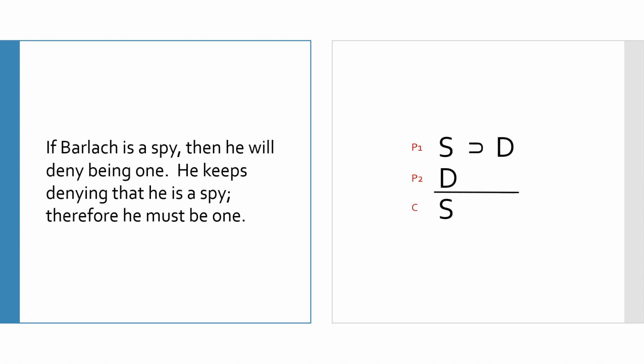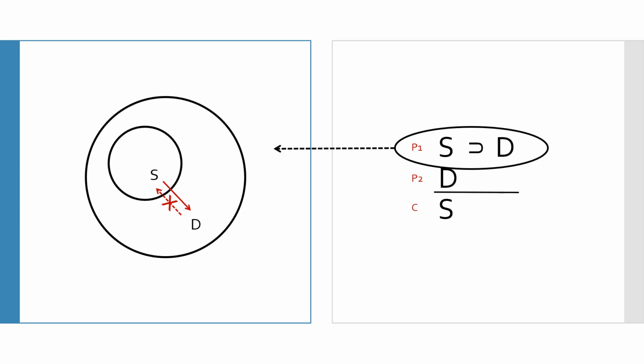The main premise of this argument is simply our conditional statement, if S then D. The second premise takes up the consequent and affirms it as positive. It says D is true. And then in the conclusion, it affirms the antecedent is true. And of course, you can see visually, if you just go back to our Venn circles, why this is problematic.